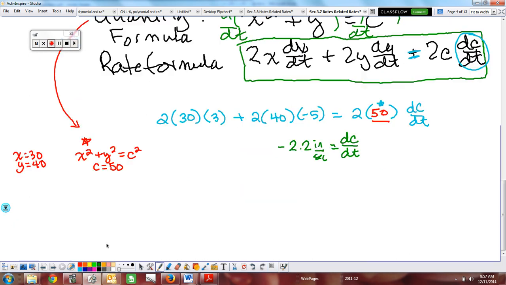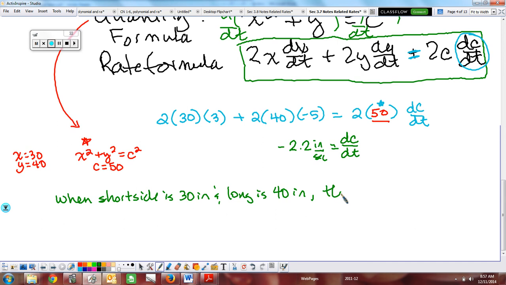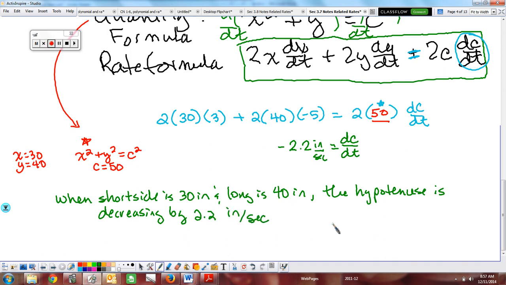And then the last thing that we have to do is answer the question. So here's our when. Short side is 30 inches and long is 40 inches. What? The hypotenuse is decreasing by 2.2 inches per second. And so that essentially is this problem.